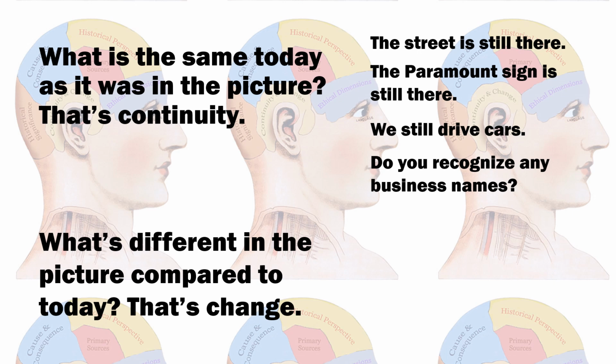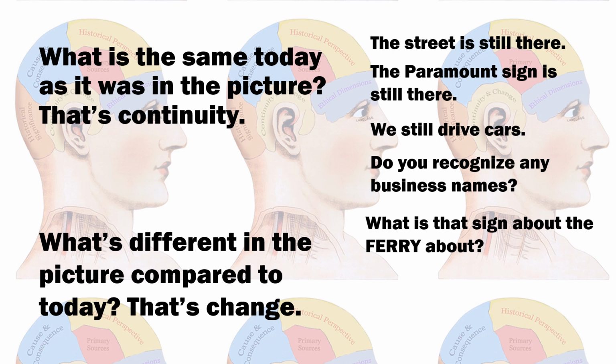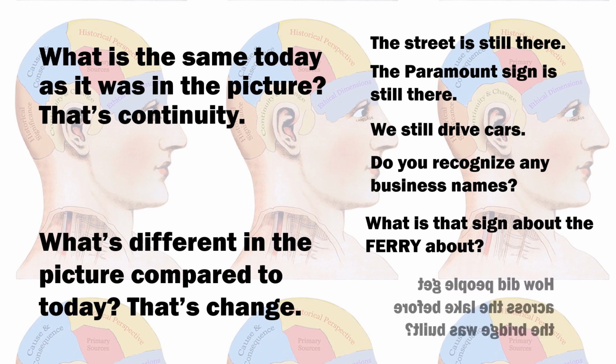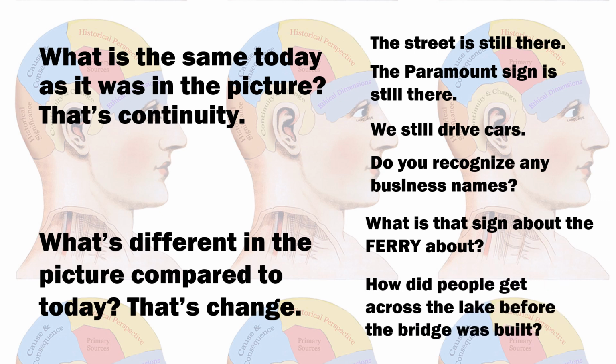What's different in the picture compared to today? What is that sign about the ferry about? So what is a ferry? It would be pointing to somewhere you would go with your car. So think about that. How did people get across the lake before the bridge was built?